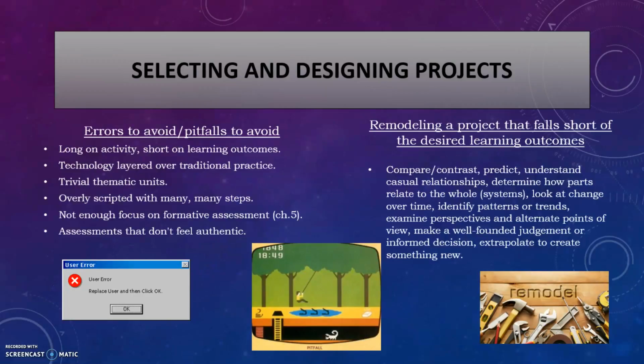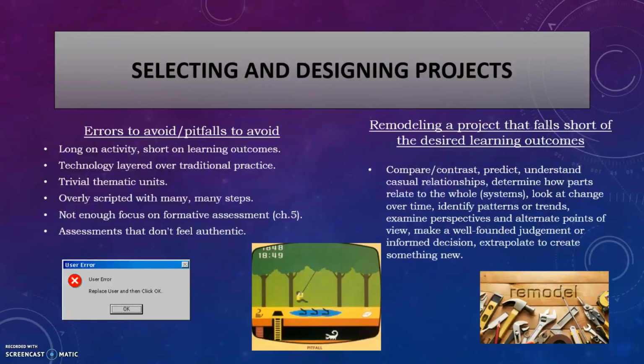The next chapter we cover discusses selecting and designing projects. One part of that process that is very important is to avoid errors, or pitfalls as the book refers to them. The first error they list is when projects are long on activity but short on learning outcomes, meaning it's a very detailed project, and then in the end, they really didn't learn a lot from it. Time is very valuable, and you want to make sure you avoid wasting time, either the teachers' or the students'.